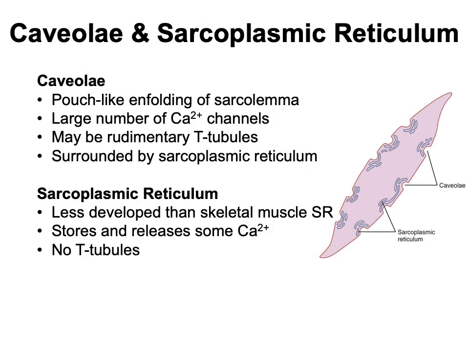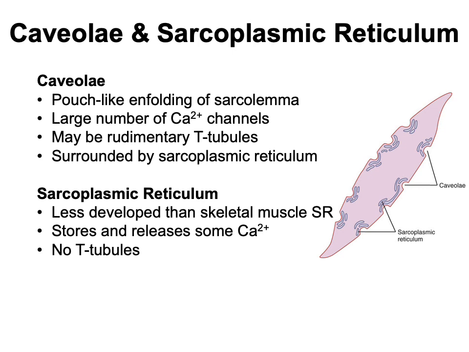The caveolae and sarcoplasmic reticulum of smooth muscle. The caveolae structures are pouch-like enfoldings of the sarcolemma. They have a large number of voltage-gated calcium channels within their depression. They could be a rudimentary T-tubule because they have a very similar arrangement as the T-tubules do in skeletal muscle, in that they are surrounded by the sarcoplasmic reticulum.